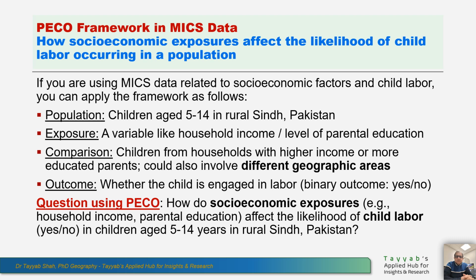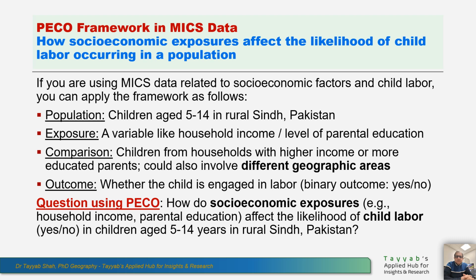So when you want to see the comparison, the third component of this framework, now we are talking about children from households with higher income or educated parents, which could also involve different geographic regions. So this is a way you can think about how you want to make different kinds of comparison between the income levels, the education level of the parents, and if you have any geographic regions, divisions, or districts in this case, you can also get those involved.